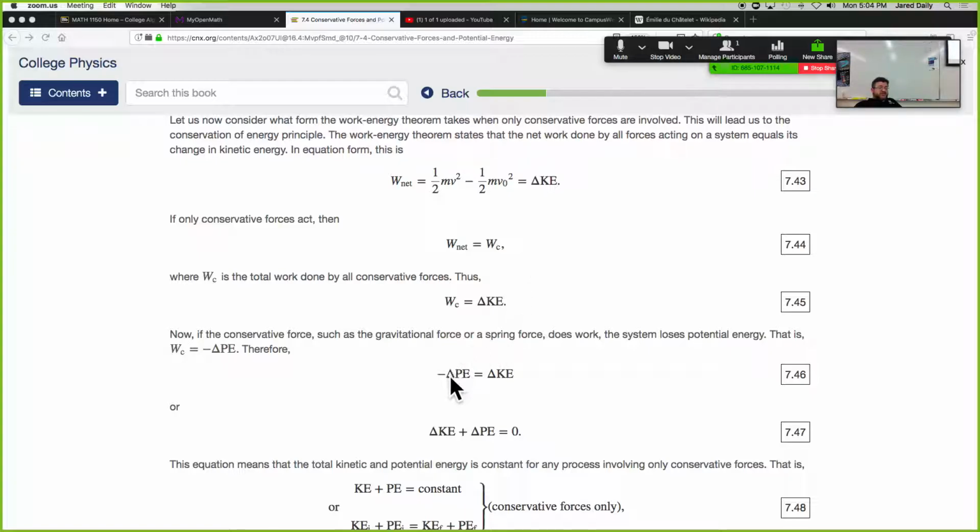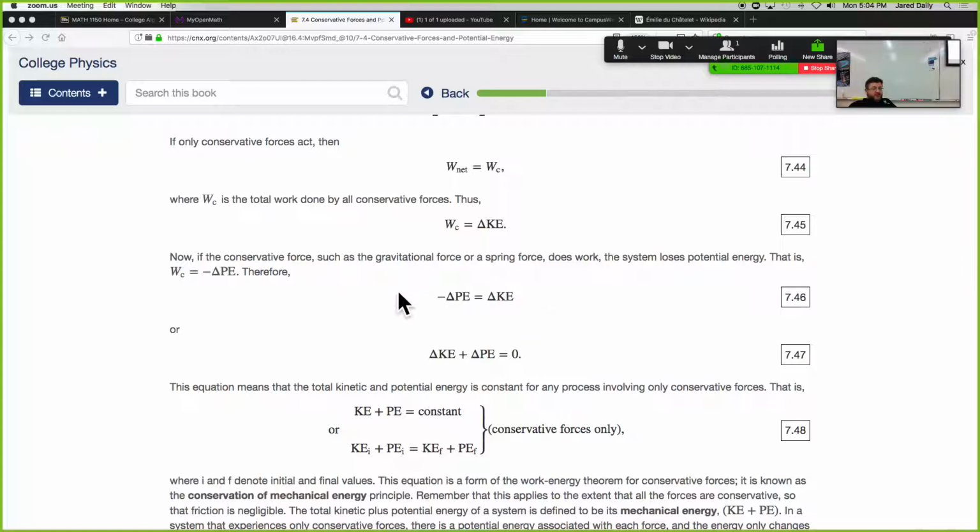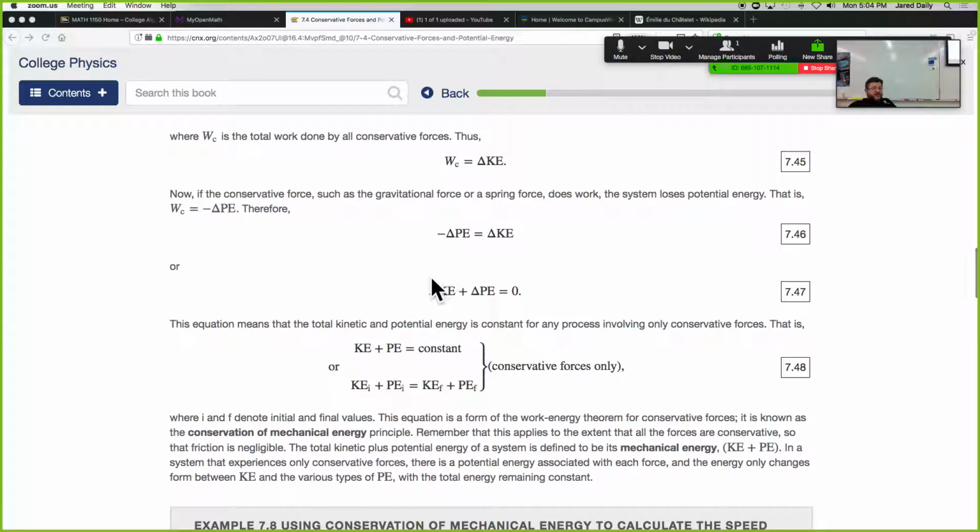And it turns out that if you change the potential energy and the kinetic energy changes because the potential energy changes, then the kinetic energy and the potential energy are going to equal negatives of each other. Which means if you solve this equation, put everything on one side, you get the change in kinetic energy plus change in potential energy equals 0. And if you split up these deltas into finals and initials, you get this equation. And this is what we call the conservation of energy equation without friction for conservative forces only.